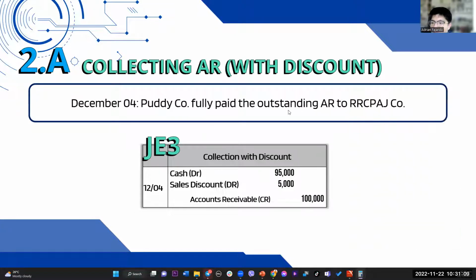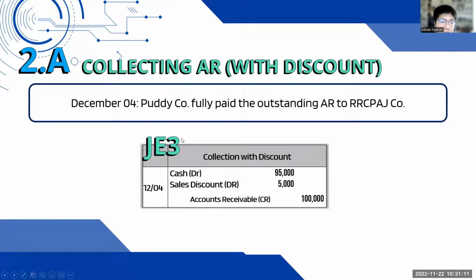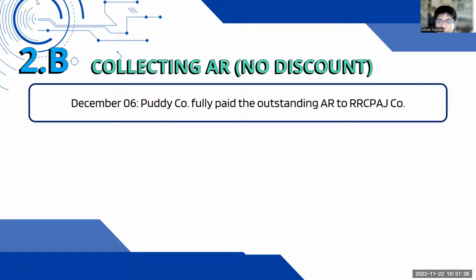Na to make the journal entry balance, it's 100 minus 5. So 95. So take note na as you notice, the sales discount lowered the amount of cash na we received, but the sales discount didn't lower your AR. Again, the sales discount did not lower your AR, right? Let's go to scenario 2.